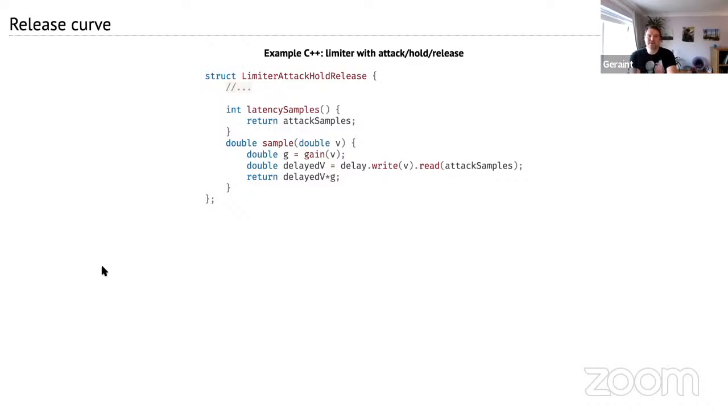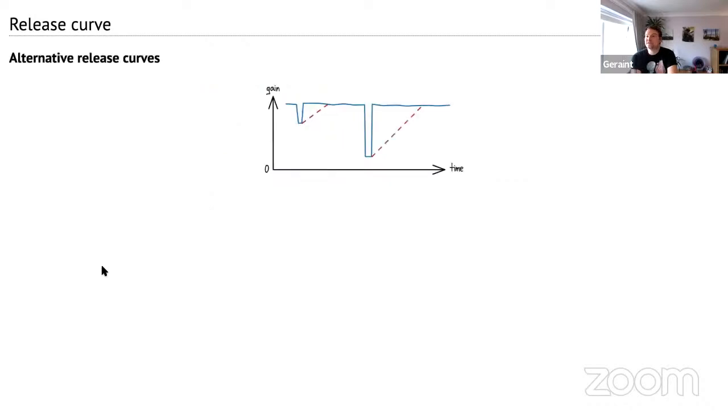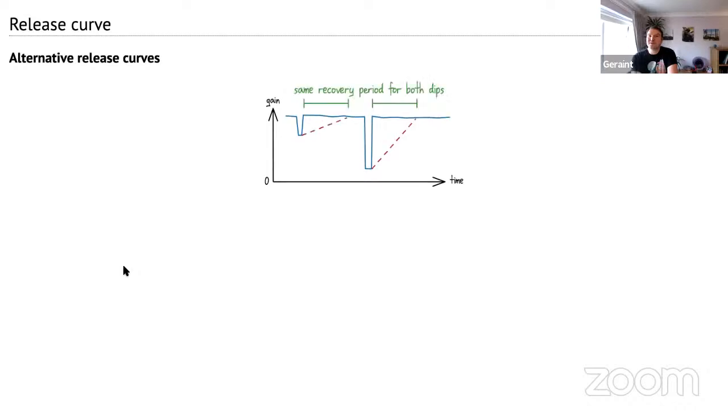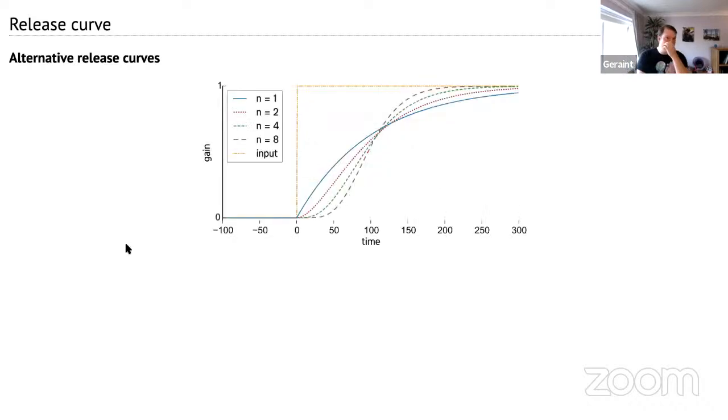But I'm just going to sketch out a couple of things that you might want to do. There are alternate ways you could release. Instead of exponential, you could just increase the gain at a fixed ratio. There's quite a funky one where the gain increases back to 1 at a fixed rate, so the release always takes the same amount of time.